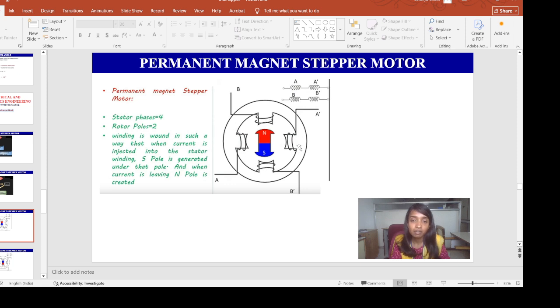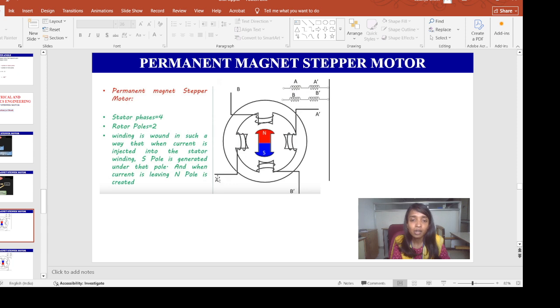Then, as we move inside, we have the stator core, and inside of the stator core, we have the poles. Here we are using a 4-pole stator, and we are using a permanent magnet as a rotor, and here we are using a 2-pole rotor. If you notice the winding, A and A dash are connected in series. Then B and B dash, these two windings, are in series.